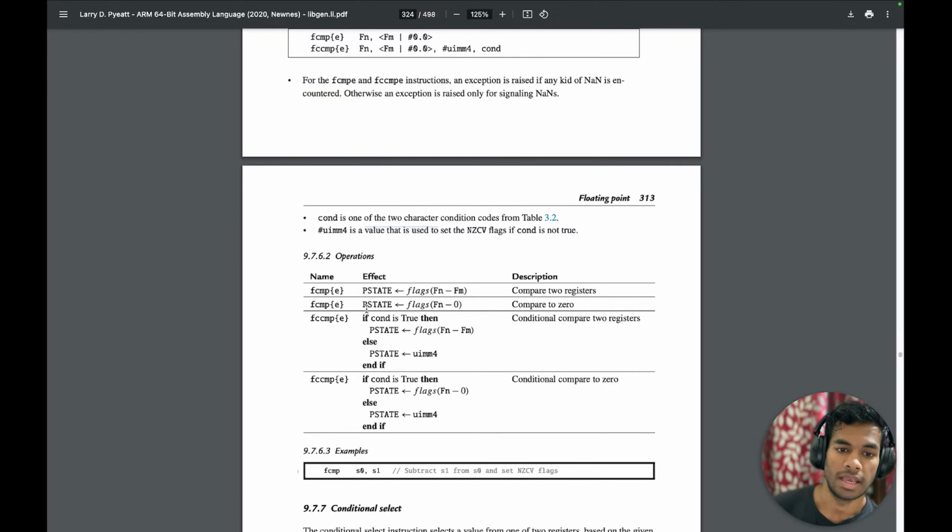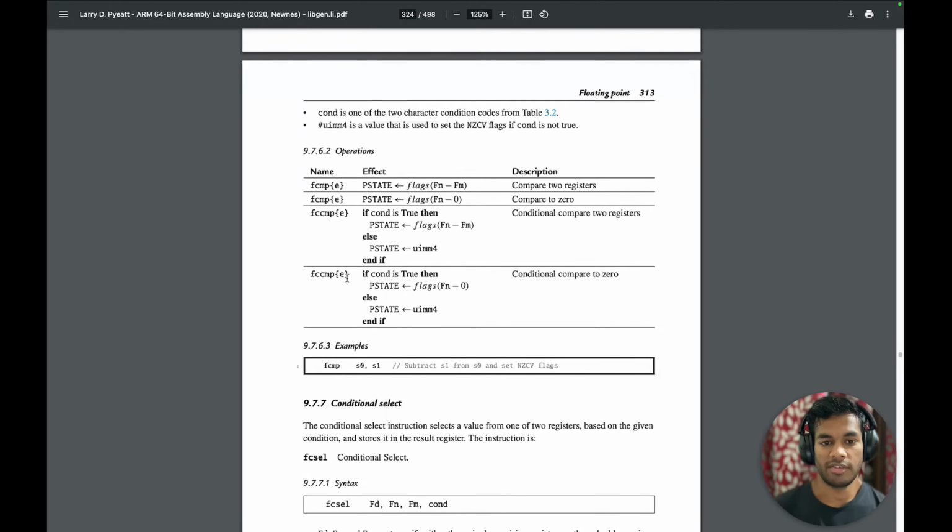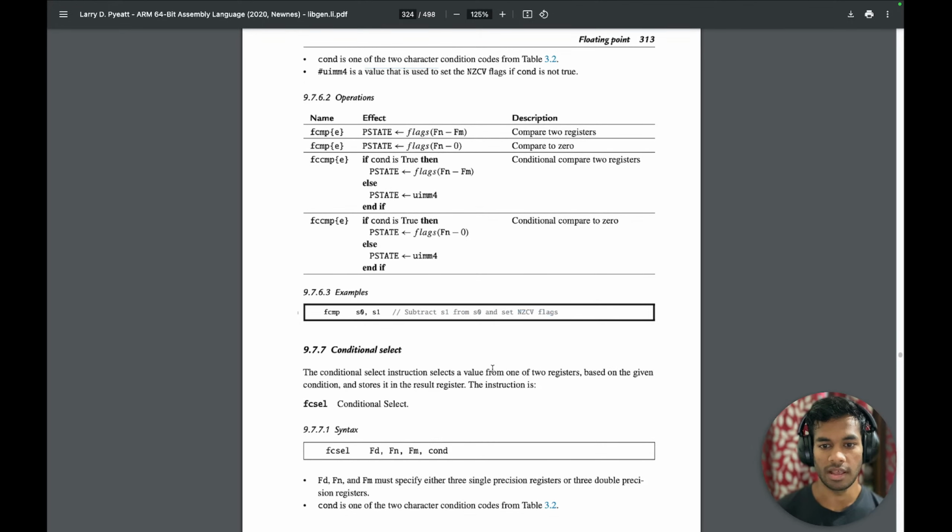PSTATE compare, negates, compares two registers, compares to 0. If the second register is 0, then compares to 0 and sets the PSTATE. And if condition is true, then it compares, and otherwise if the condition is not true, then it puts this immediate value into the PSTATE. And same here, except here it compares to 0 if the second register is not given. Compare this and subtract the contents of the first from 0 and set the NZCV flags.